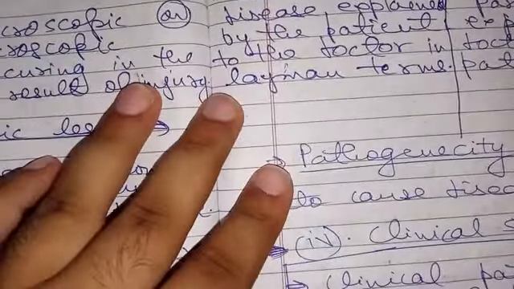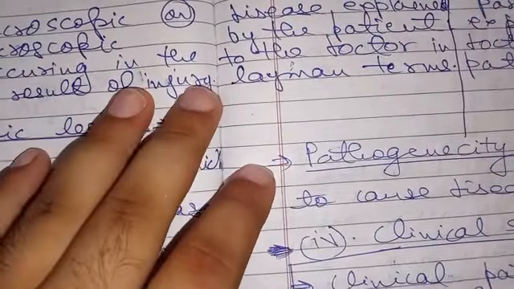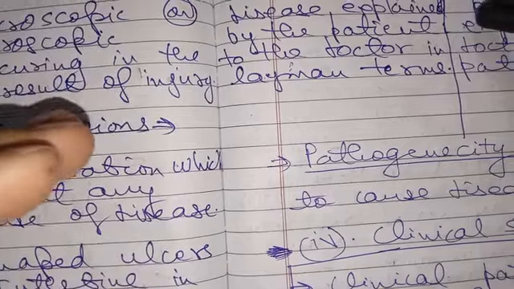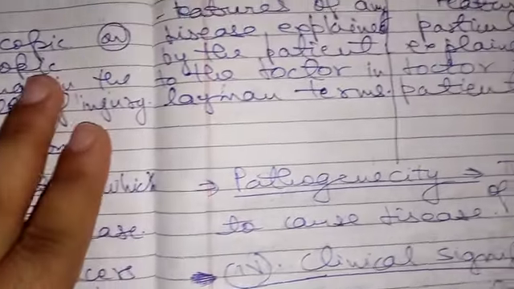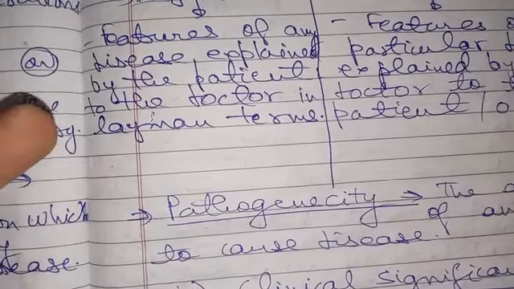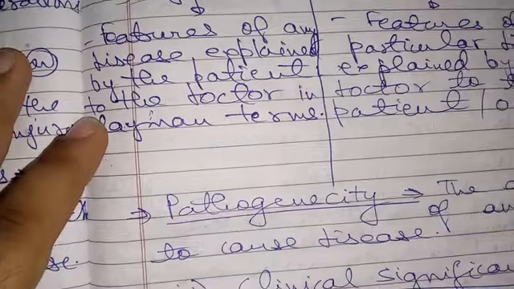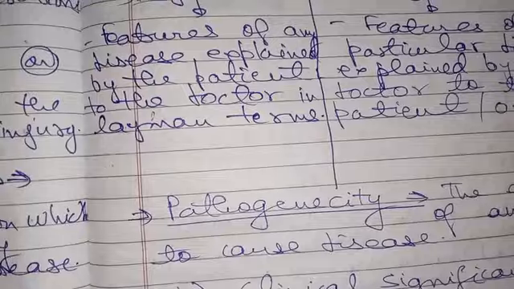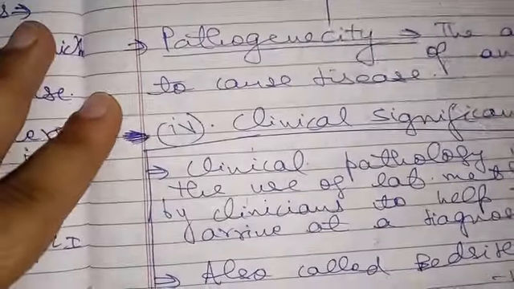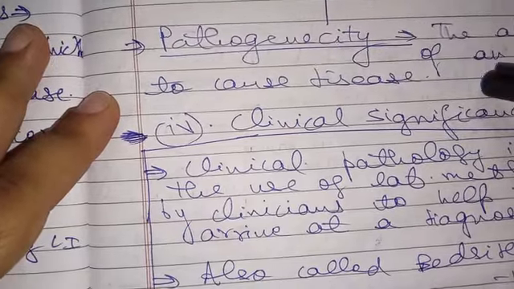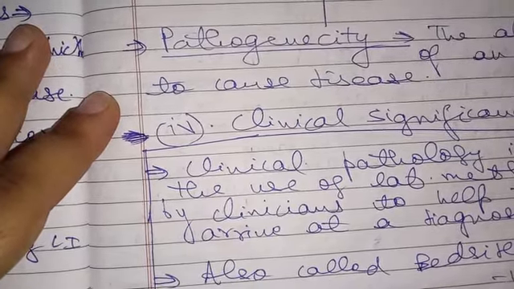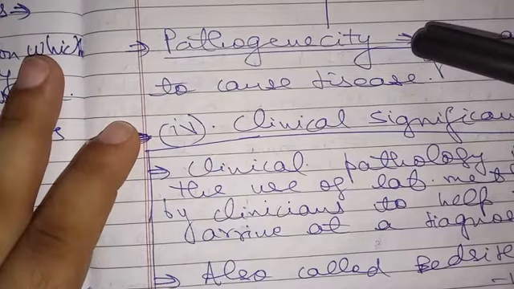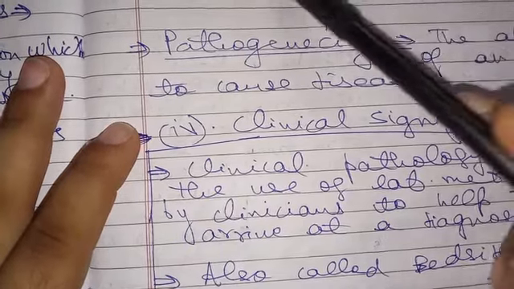There are 2 terms which are used interchangeably: symptom and sign. A symptom is any feature of a disease which is explained by the patient to the doctor in layman terms. A sign is a feature of a particular disease explained by a doctor to the patient or owner in scientific terms. Pathogenicity is the ability of an organism to cause disease. There is a similar term called virulence, which we will be studying in microbiology. The degree of severity of pathogenicity is called virulence.